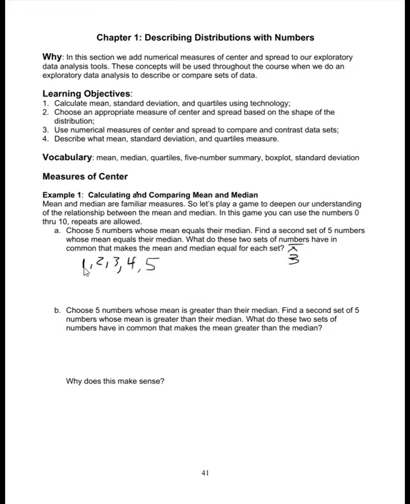Now the median is the middle number. So what's the middle number of this? Right, it's also of an ordered data set. So yes, it is also 3. So is this one where the mean equals the median? Absolutely. Okay, what about a different set?